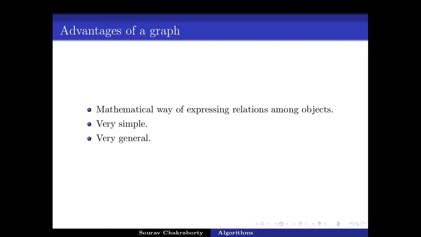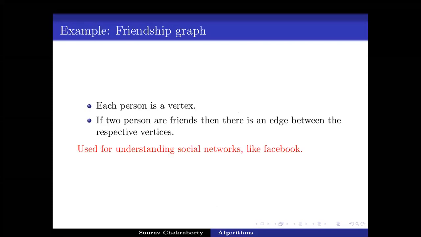Suppose, let's start with a very basic example, the friendship graph in Facebook or Twitter or any kind of social network. Consider every vertex a person. There are millions of different accounts, and every person is represented by a vertex.